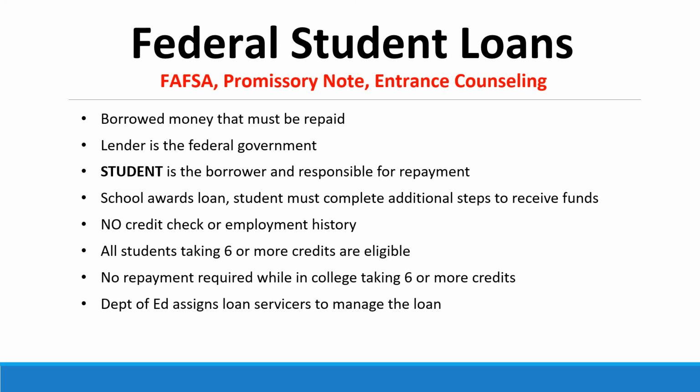So federal student loans are borrowed money that must be repaid. The lender is the federal government. The student is the borrower and responsible for repayment. The parent has no liability in this at all. The school will award the loan, and the student must complete the additional steps to receive the funds. No credit check or employment history. A student simply has to be enrolled, taking 6 or more credits, and they are eligible for student loans.